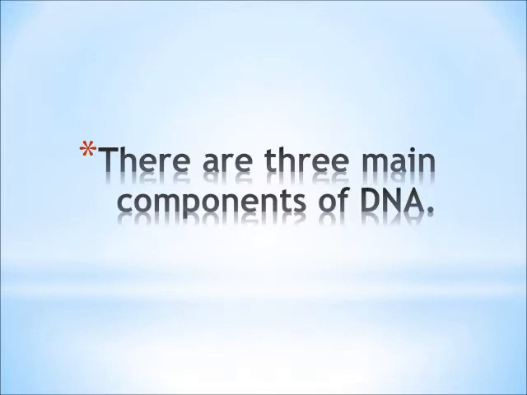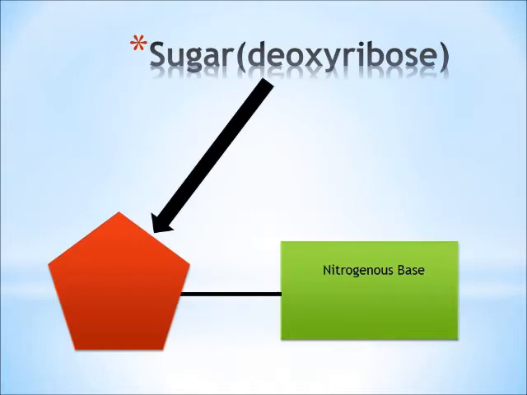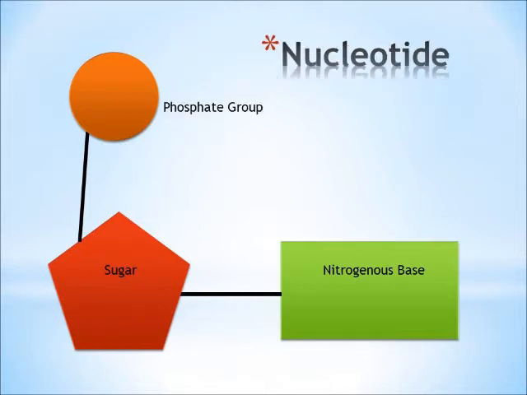There are three main components of DNA. The first component of DNA is the nitrogenous base. Then there is the sugar, which is also known as deoxyribose. And last but not least is the phosphate group. A nucleotide is a subunit of a nucleic acid chain, and consists of sugar, phosphate, and nitrogenous base.